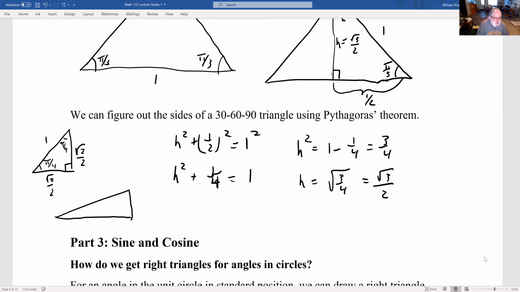30, 60, 90 triangle. I'm going to put it on its side. The small angle is pi over 6. The big angle is pi over 3. The side opposite the big angle is square root of 3 over 2. Opposite the small angle is 1/2, and then 1 for the hypotenuse. So those are my basic triangles, and we'll see them again.